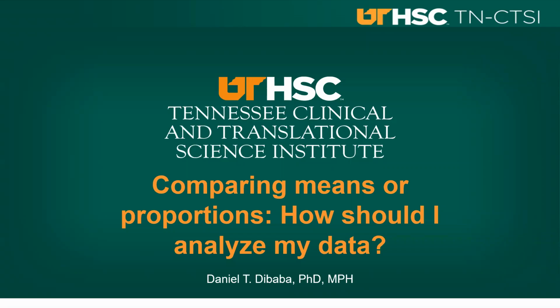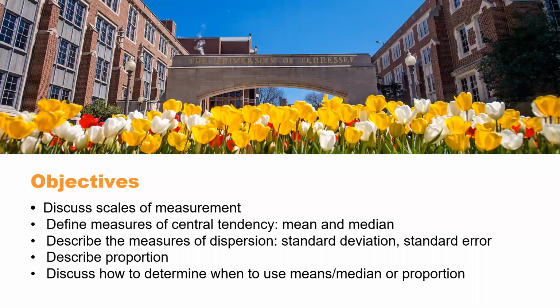So in today's presentation, we'll look at comparing means or proportions. How should I analyze my data? We'll discuss the scales of measurement. We'll define measures of central tendencies, such as mean and median. And we'll describe the measures of dispersion or variability, such as standard deviation and standard error. And we'll describe proportion, and we'll discuss how to determine when to use means or medians or proportion.